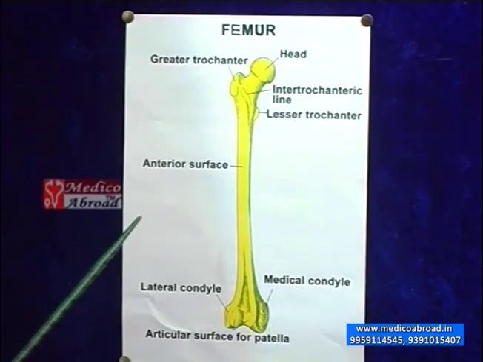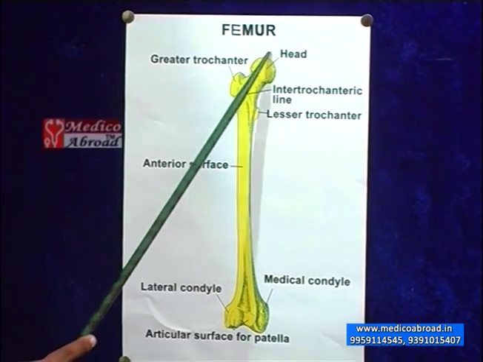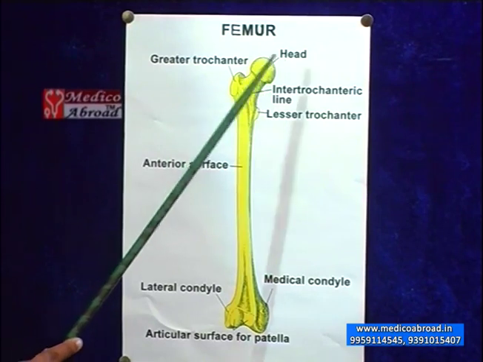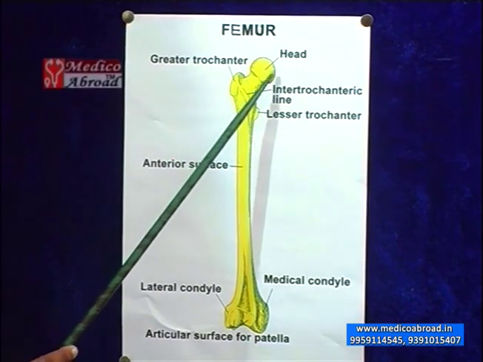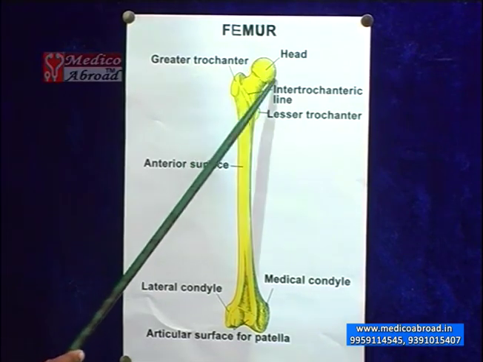This chart shows you the thigh bone or the femur. Now, as we have said, this is the head of the femur. It fits into the acetabular cavity, and it forms a ball and socket hip joint. So this is the head of the femur.